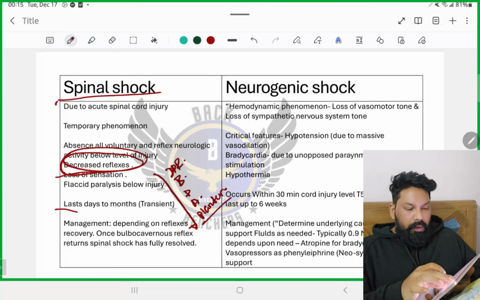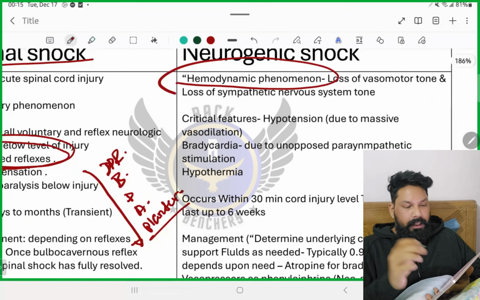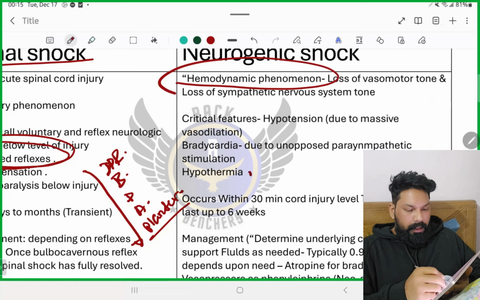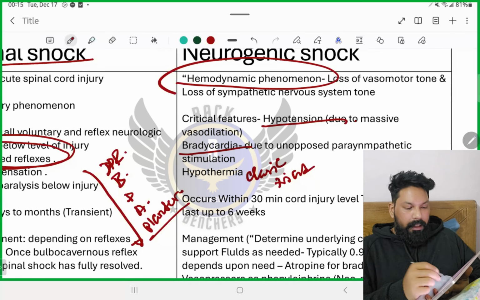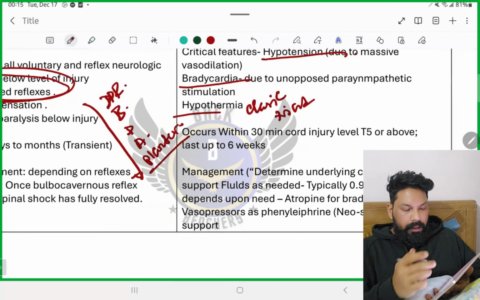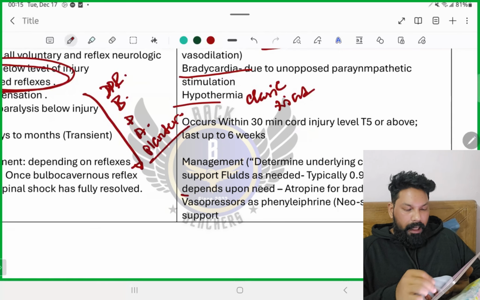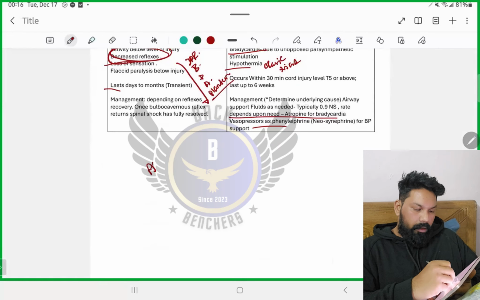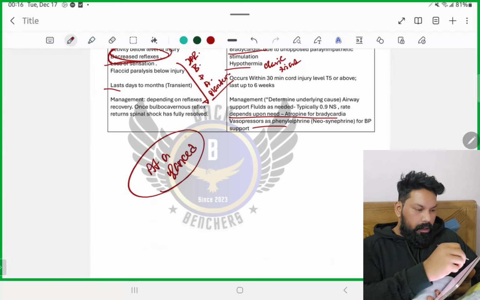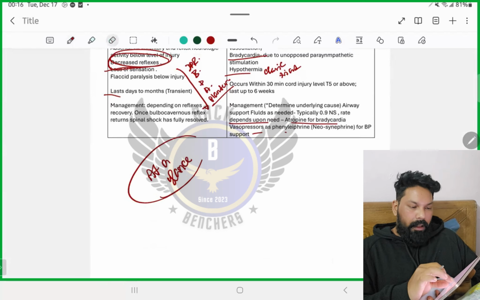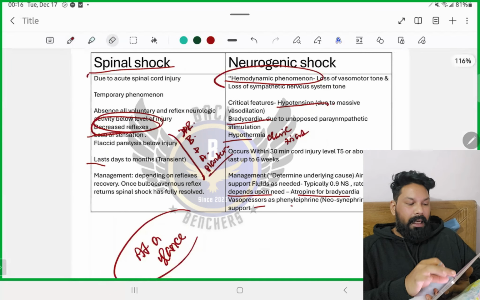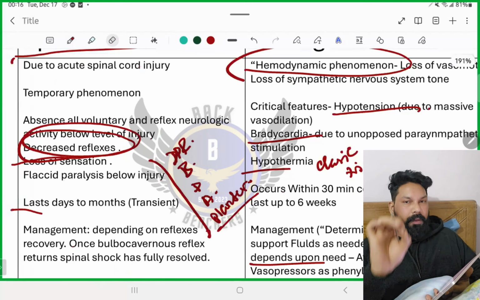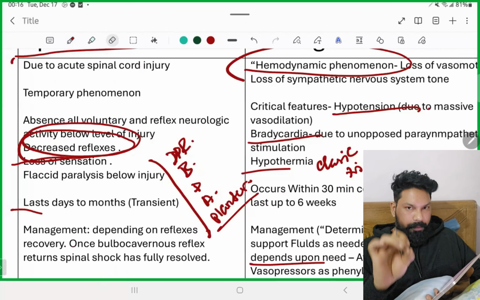And neurogenic shock: the main thing is that it's hemodynamic, with a classic triad of hypotension, bradycardia and hypothermia, and we need inotrope support. We know it, so don't worry about it. Just say it at a glance, so you don't get confused between spinal shock and neurogenic shock. Spinal shock is characterized by loss of reflexes. Okay, guys.